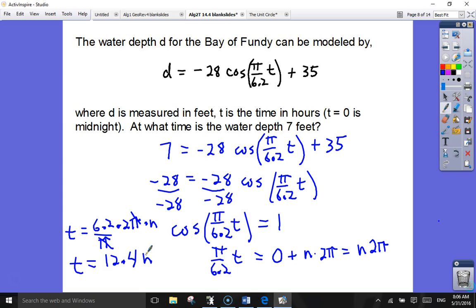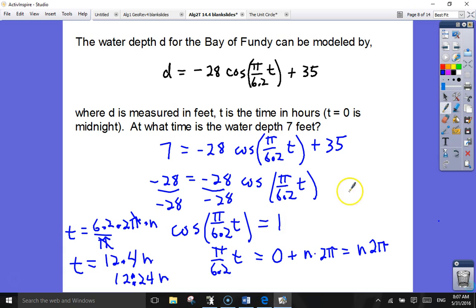So their question is, at what time would that be? 12.4. 0 is midnight, so 12.4 ought to be 12:24. Multiply times 60. Right, so it's about 12 o'clock noon, and then because of that n right there, it's going to repeat itself every 12.4. So I'll say that's 12:24 in multiples of.